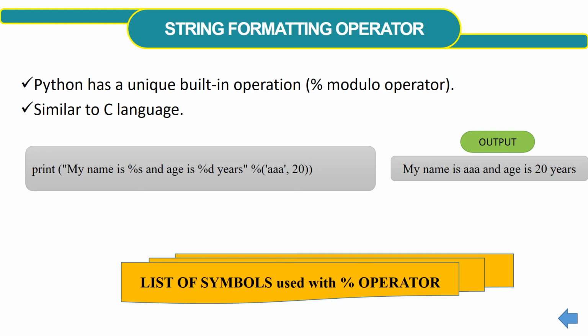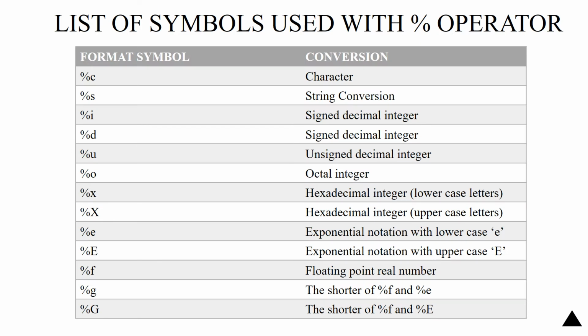Now the list of symbols that are used with the modulo operator is shown here. The percentage operator with: c for character, s for string conversion, d for signed decimal integer, u for unsigned decimal integer, o for octal integer, x for hexadecimal integer in lowercase and X for uppercase, e and E for exponential notation in lowercase and uppercase, f for floating point real number, g for the shorter of %f and %e, and G for capital F and E. So these are some of the symbols used with the modulo operator.